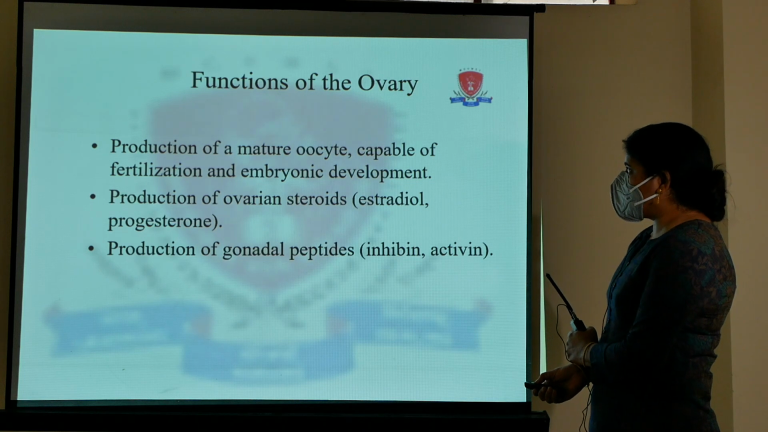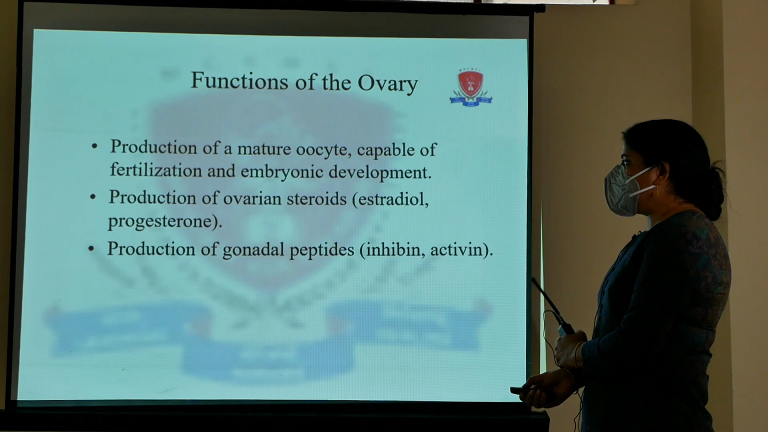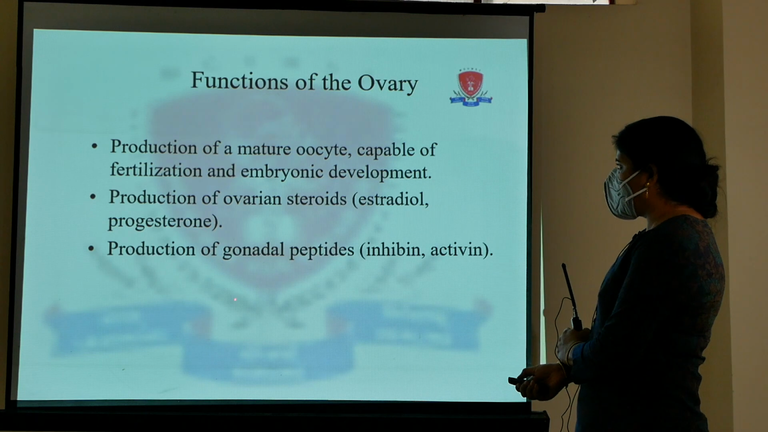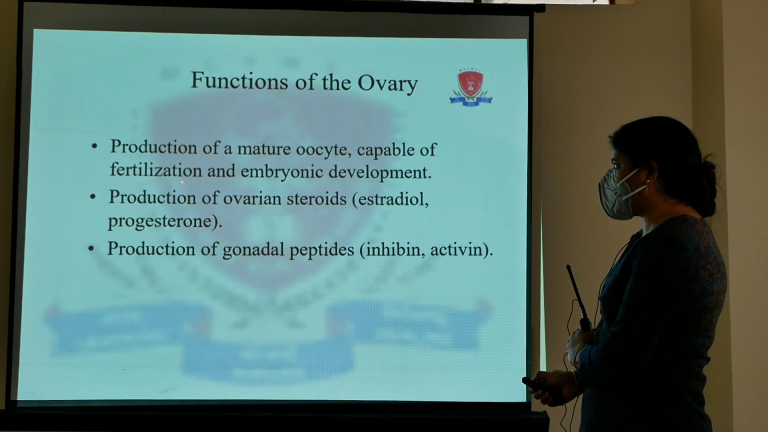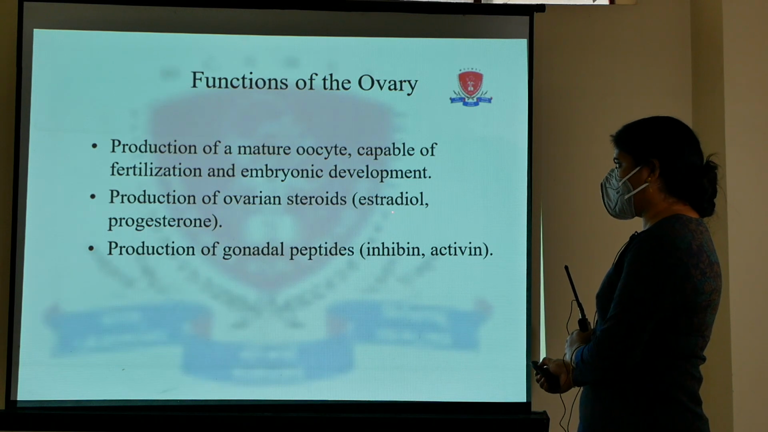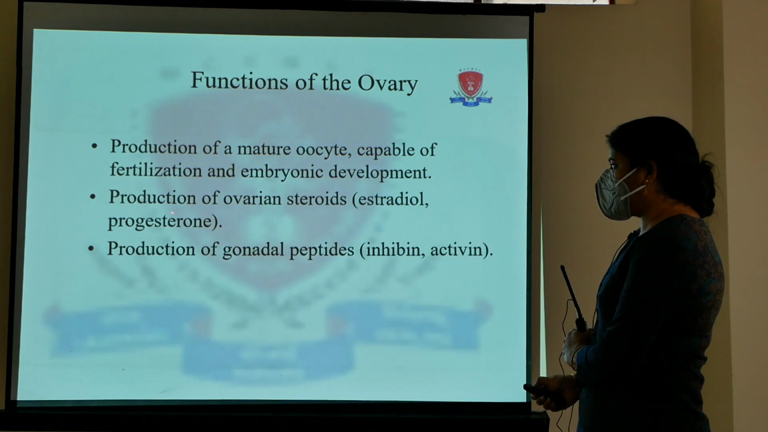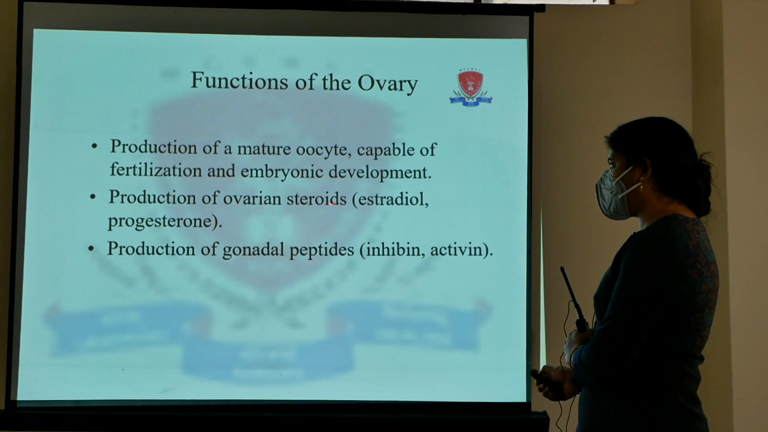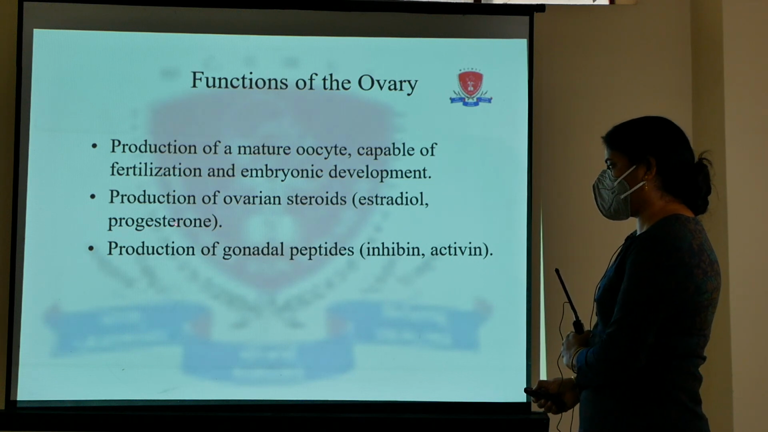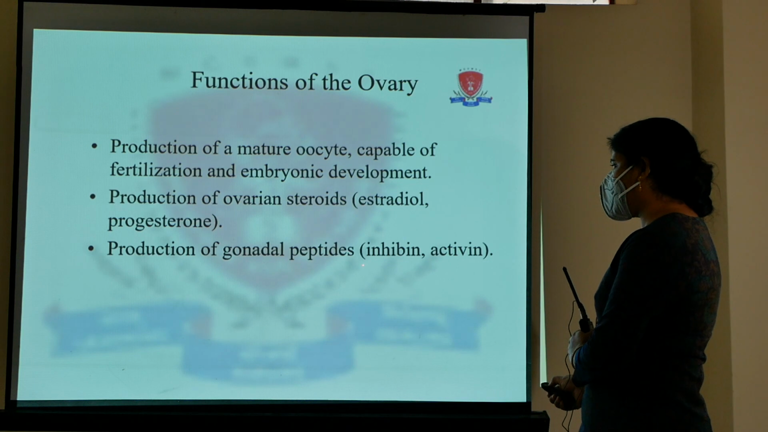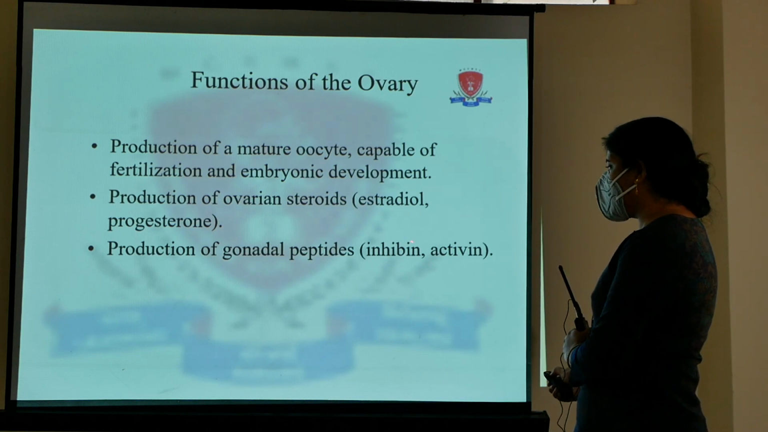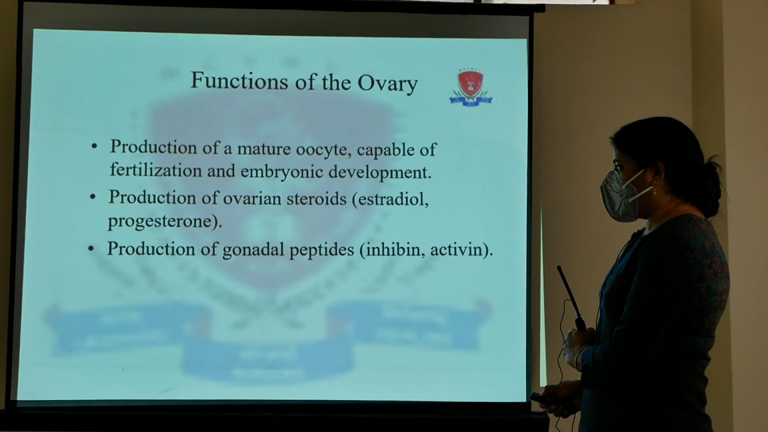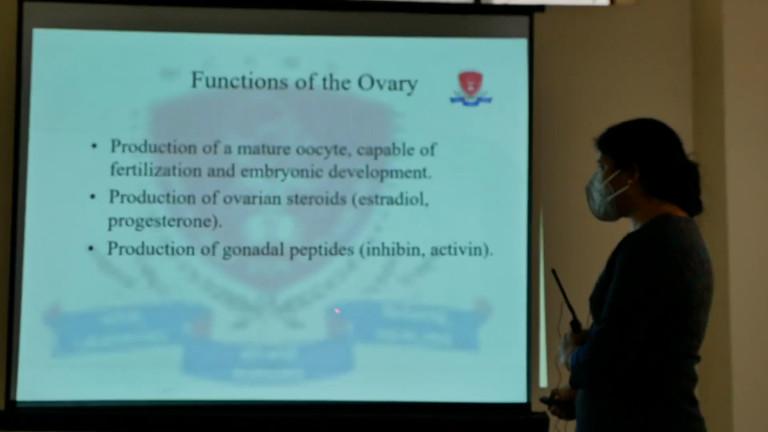Now, what are the functions of the ovary? It is mainly responsible for the production of a mature oocyte capable of fertilization and embryonic development. Another is the production of ovarian steroids, mainly estradiol and progesterone. And the production of gonadal peptides, inhibin and activin. They have an important role regarding the menstrual cycle or the reproductive phase of the female, which is in the range of 15 to 45 years.